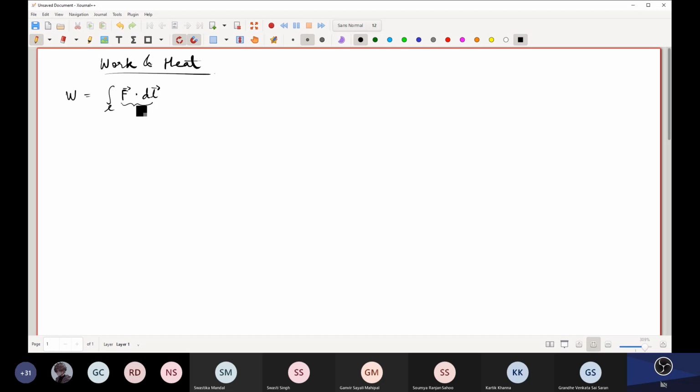It could be the work done to increase the area of a film, as we have done in the fluid mechanics course for surface tension. It could be many things.